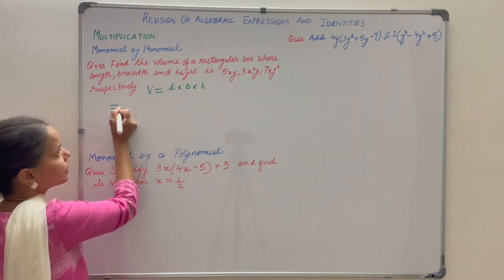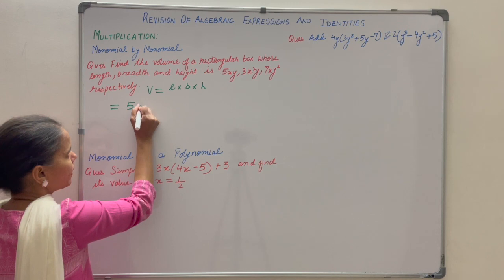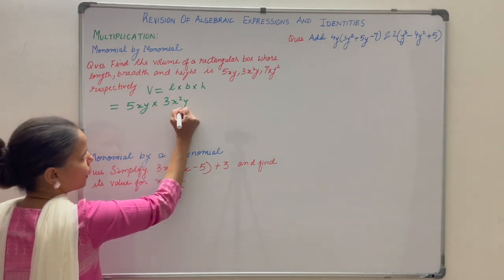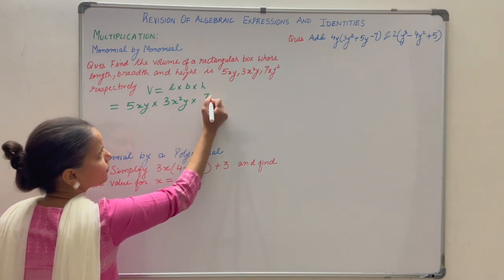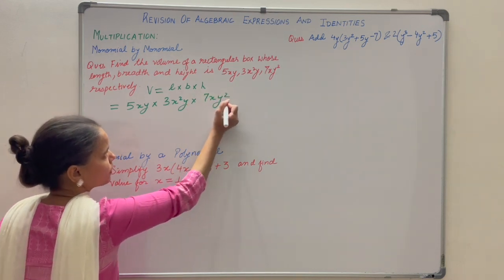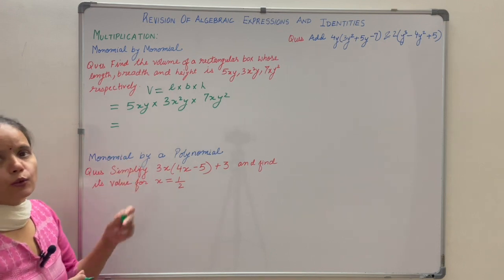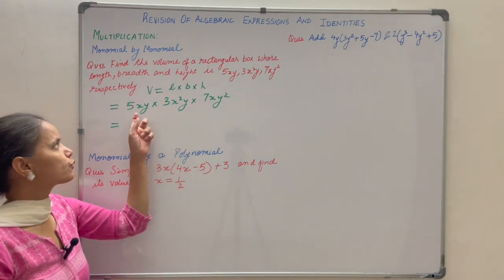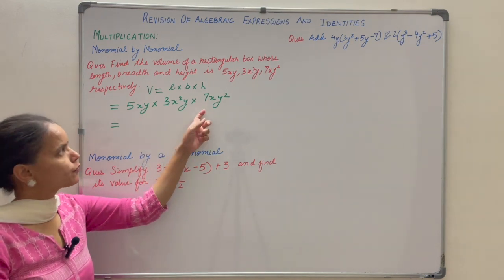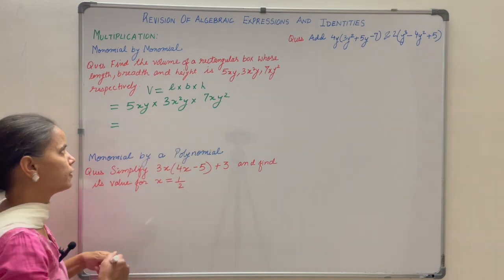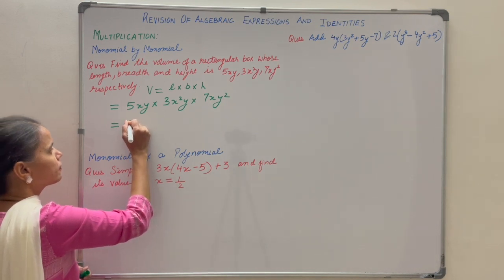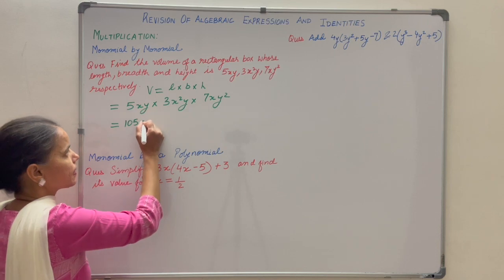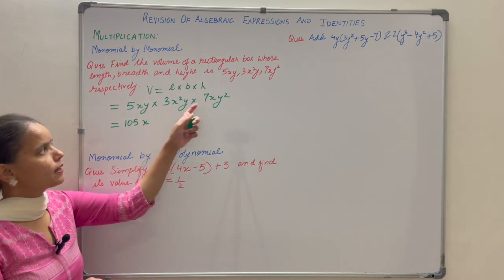So here the length is 5xy, breadth is 3x square y and the height is 7xy square. First we will multiply the coefficients 5, 3 and 7. So 5 into 3 is 15, 15 into 7 is 105. So that is 105. Now we are going to multiply all x. So here x square and x.